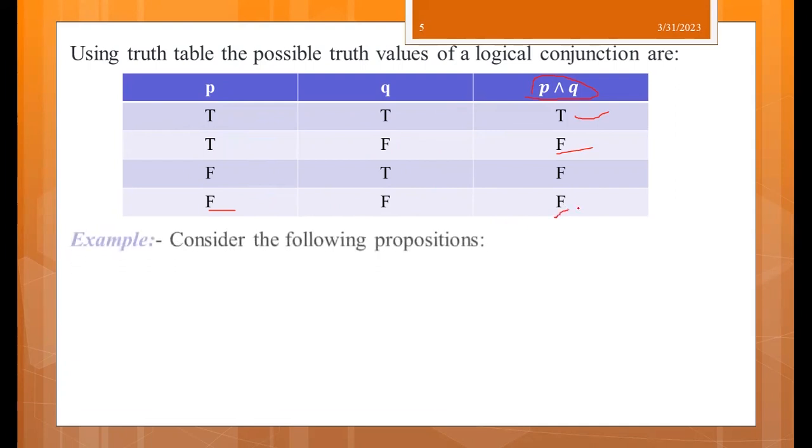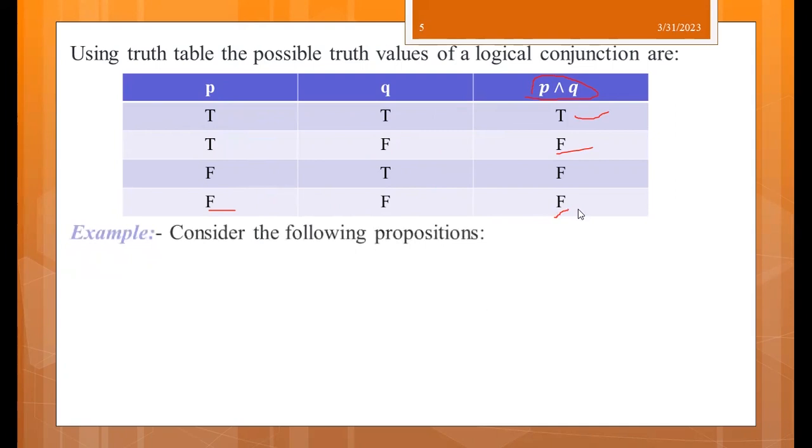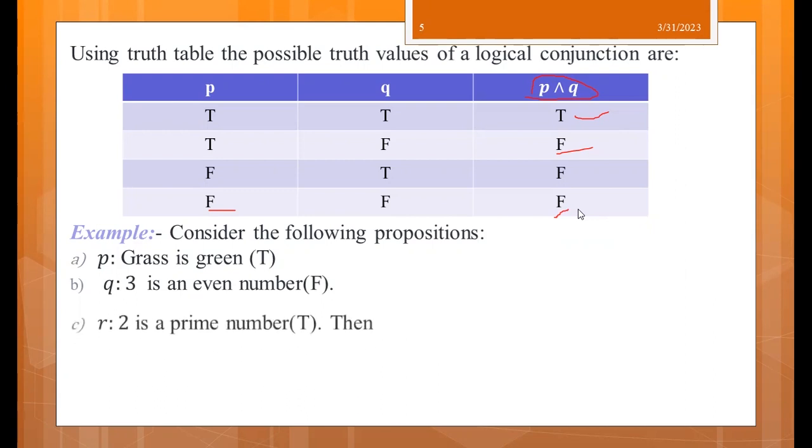If we see some examples, let us consider the following simple propositions. P: grass is green, which is true. Q: 3 is an even number, which is a false statement. And lastly, R: 2 is a prime number, which is true. Then the logical conjunction, for example, P and Q, is false.